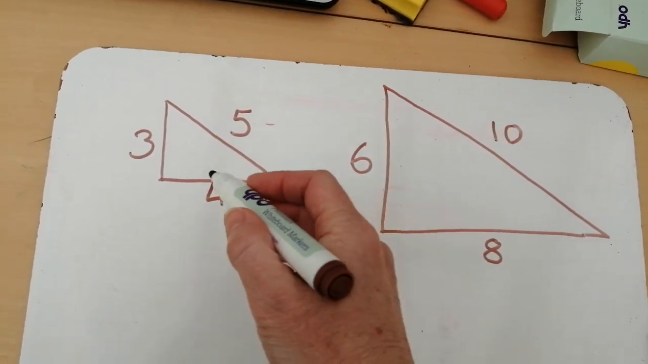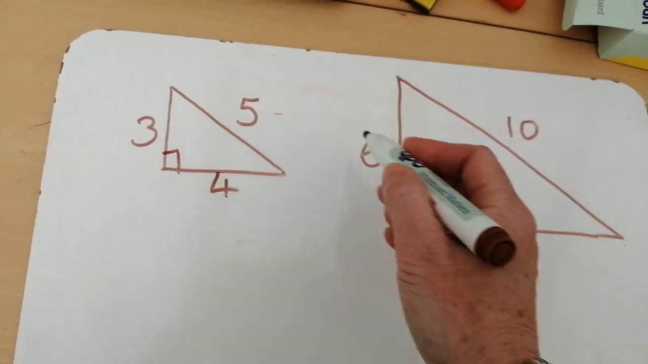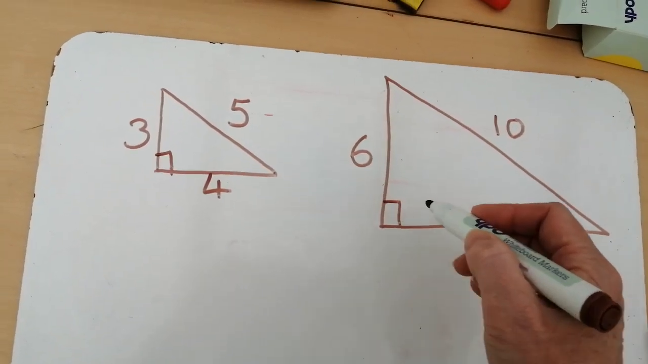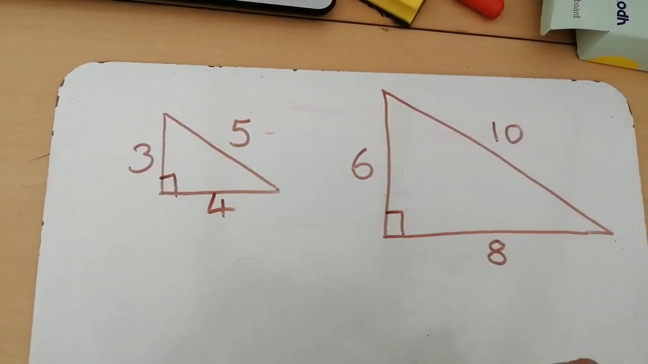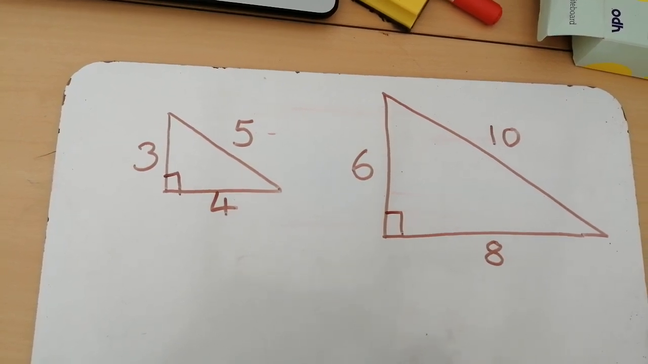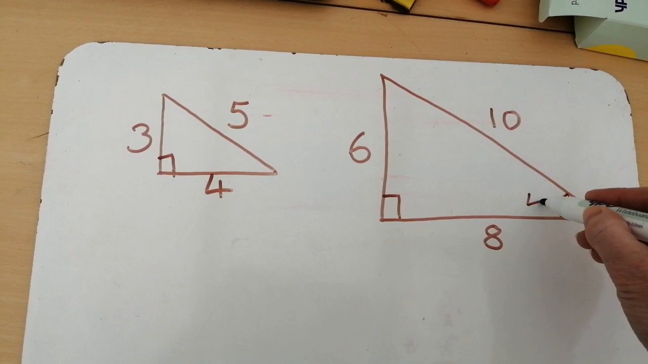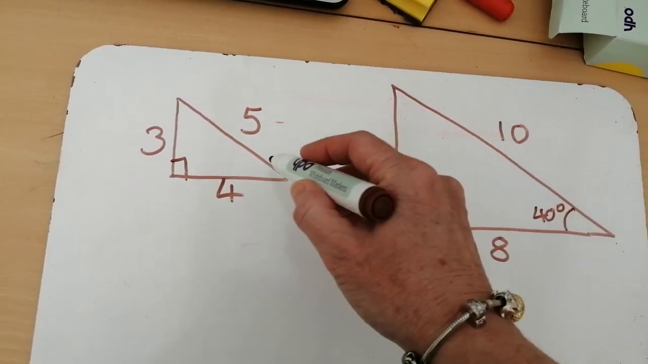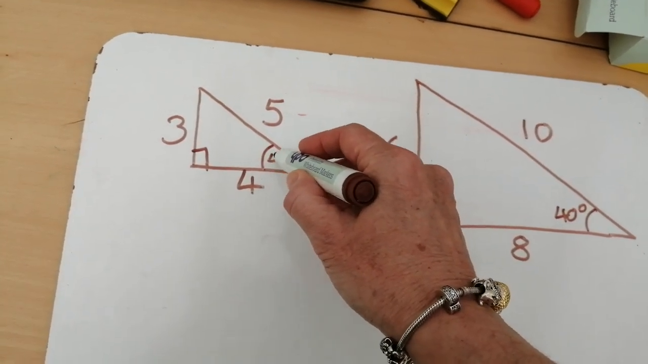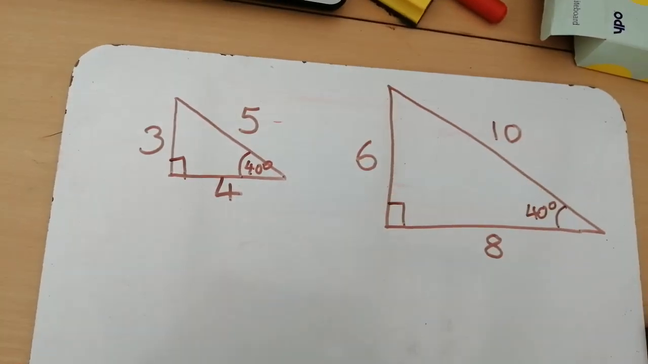So my 90-degree angle will remain a right angle, and each of the other two angles will remain the same size. So if this one here was approximately 40 degrees, this one will also have been 40 degrees.